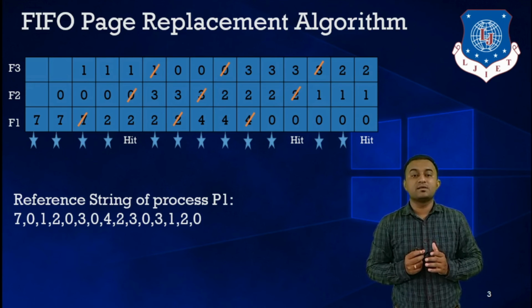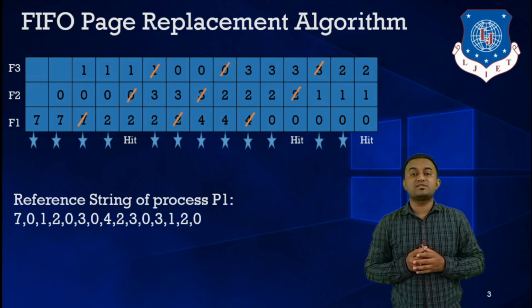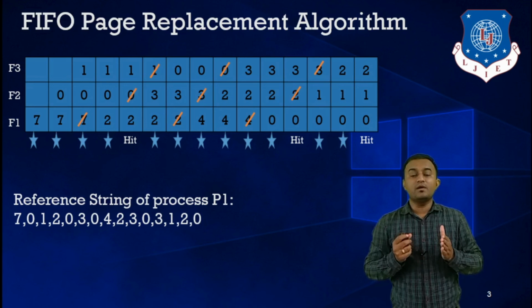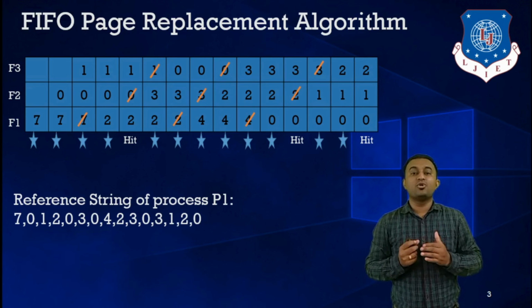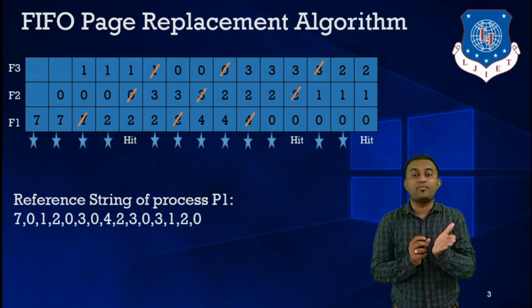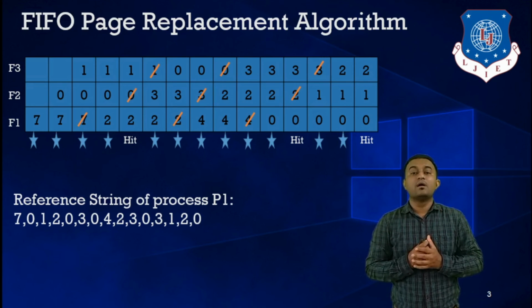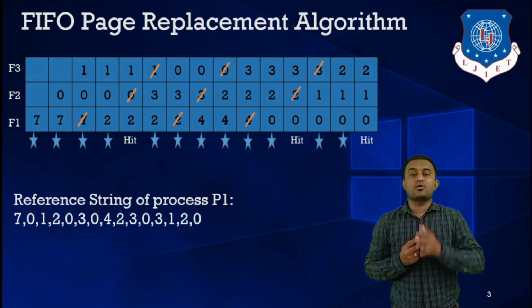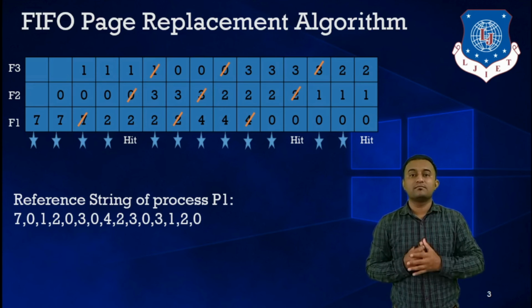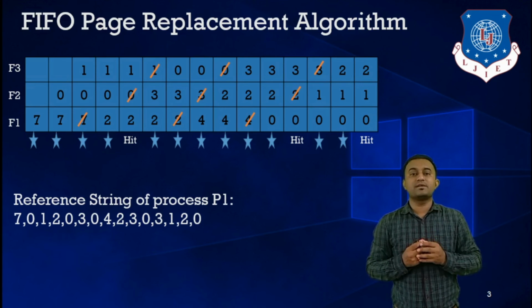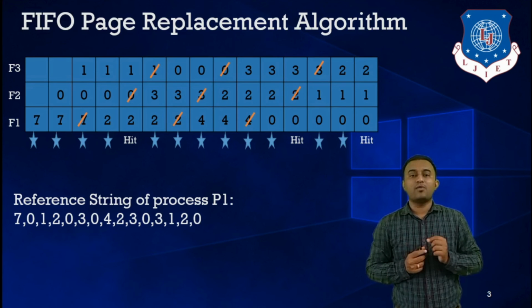Now the next one is 3. The next requirement is 3. Is page number 3 available in the main memory? Yes, it is already available in the main memory. So the existing values of main memory will simply be copied into the next column. So 0, 2, 3. Fine. So this would be considered a hit, not a miss.